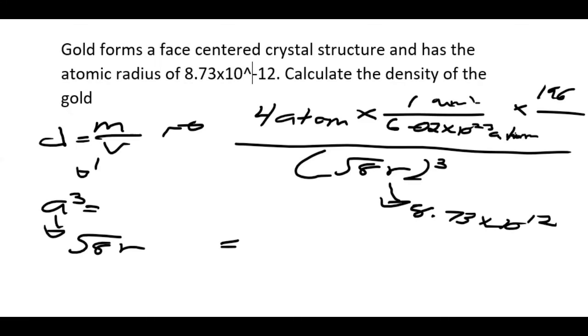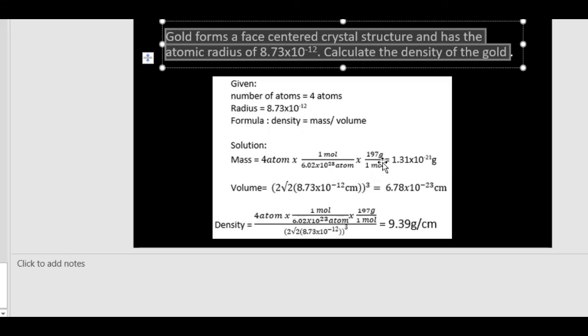So to have a clearer view, I have created a better slide. See here? This is the mass of the gold, the Avogadro's number. We have to convert first to get the volume. So you won't get confused. Also, 2√2 is equivalent to this. So now that's the final answer. The density is 19.39 grams per cubic centimeter. Let's try one last more, okay?